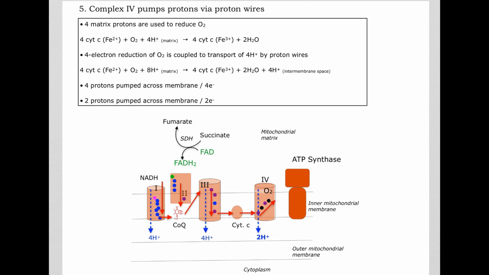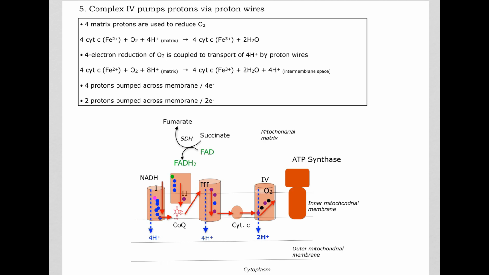Now complex 4, just like complex 3 and complex 1, not only helps catalyze the transfer of electrons, in this case from cytochrome C to oxygen, but it's also a proton pump. Just like complex 1, protons are transported from the matrix side into the space by proton wires that are present in complex 4.